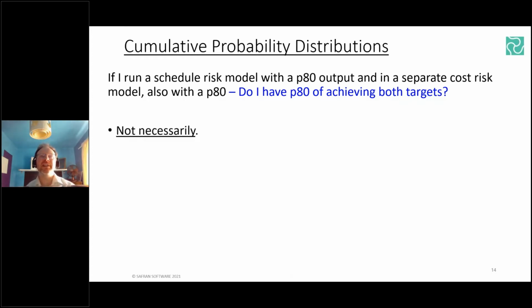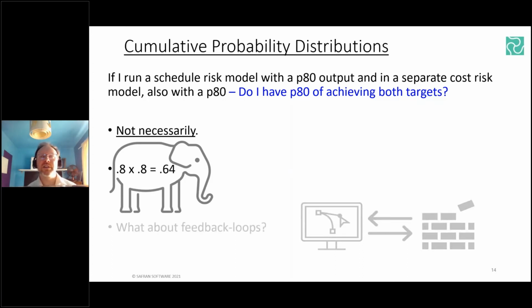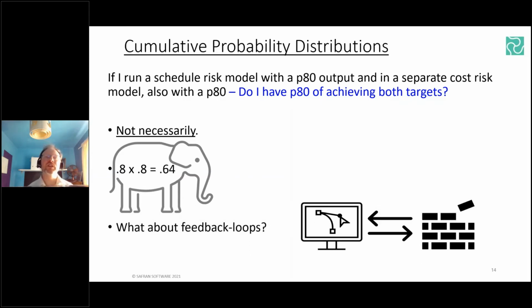Well, not necessarily, because if 80% of the cost outcomes achieve the cost target, they might not also necessarily achieve their schedule targets. So what we're looking at here is a simple mathematical formula. It's just 80% times 80% is 64%, or P64 if you prefer. But then if the cost and the schedule models are also correlated, the confidence of achieving this will be further affected because of those feedback loops and correlations that are essentially absent. So it's not necessarily going to be as high as P64.